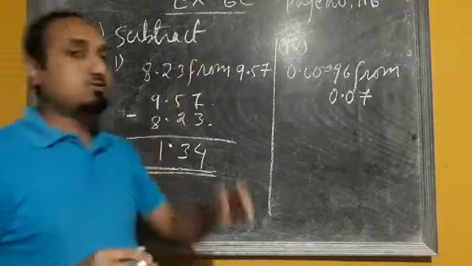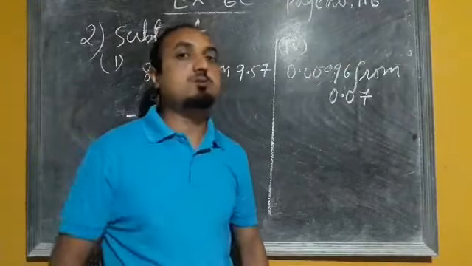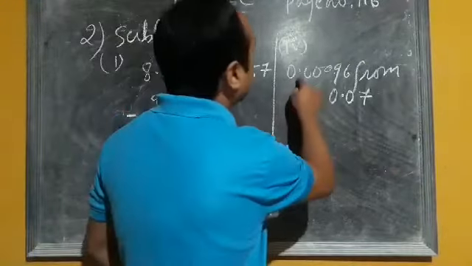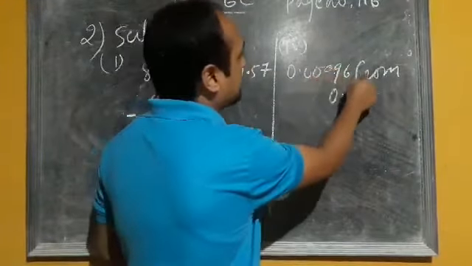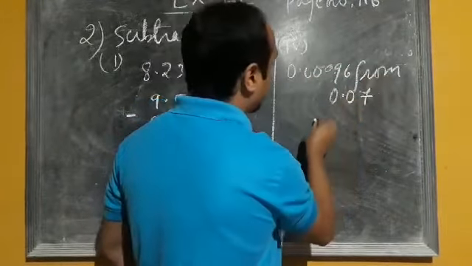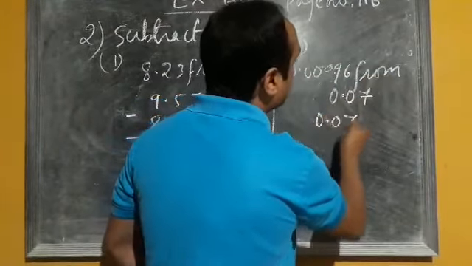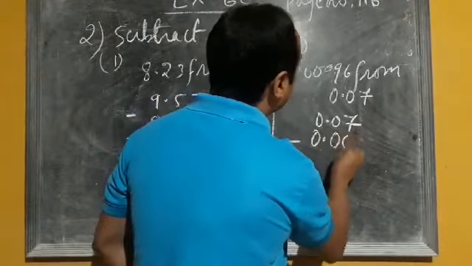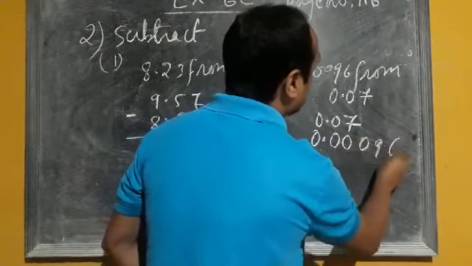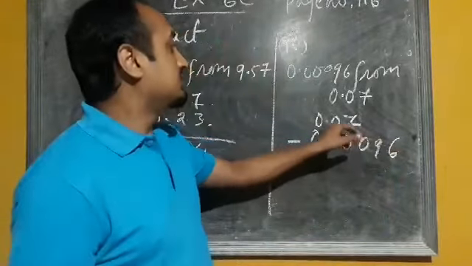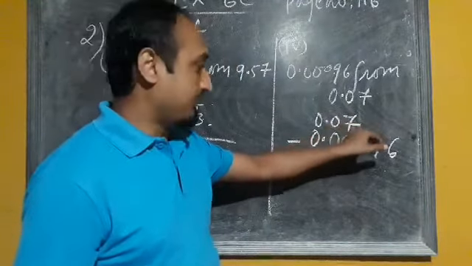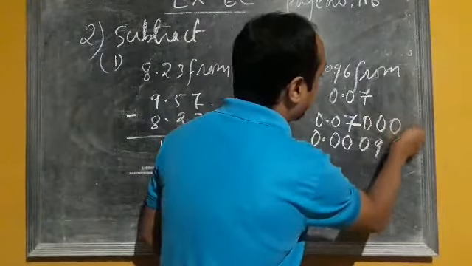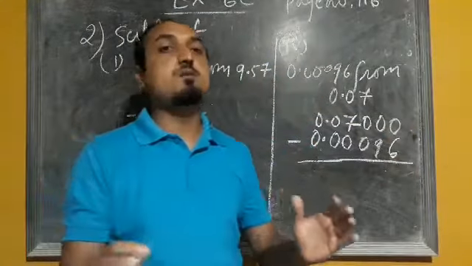Now in subtraction, the total number of questions is 6. Out of 6, I will do 3 and 3 will be your homework. So the second one: subtract 0.00096 from 0.07. First we write 0.07 minus 0.00096. Here, after this 7 you can put 0, 0, 0 also. Now it will be easier for you to subtract.